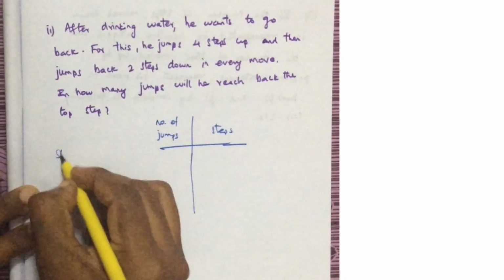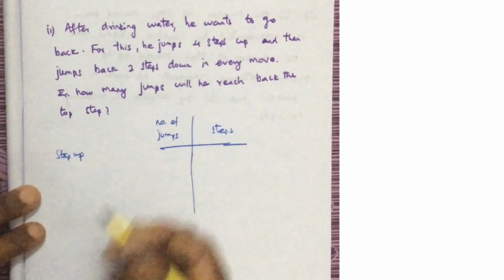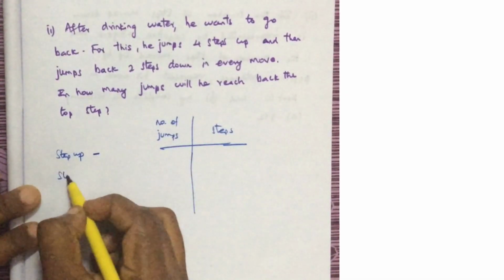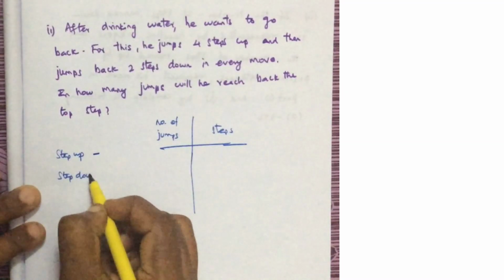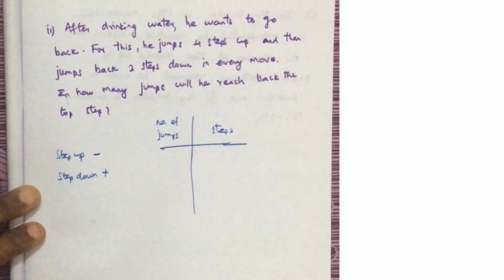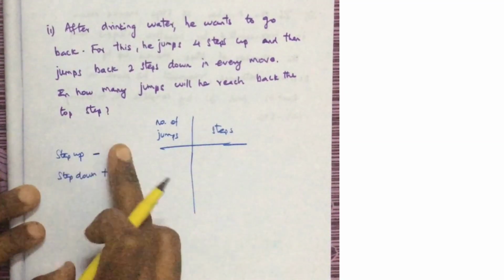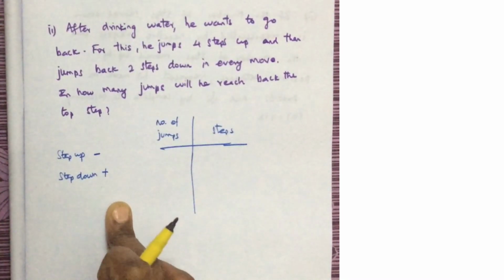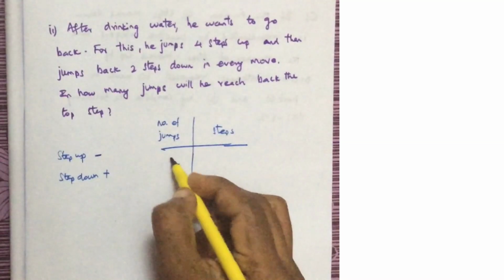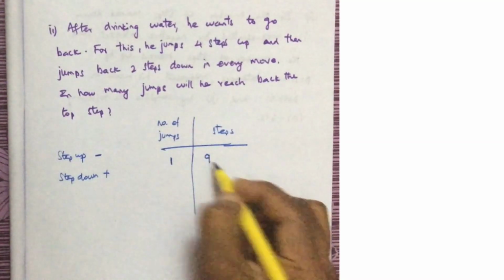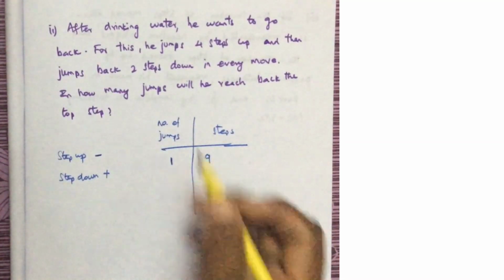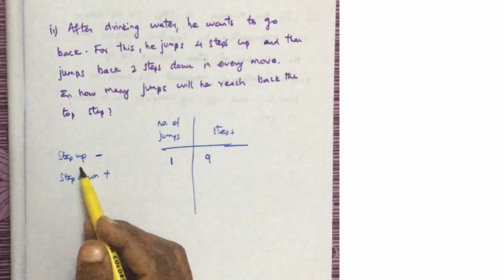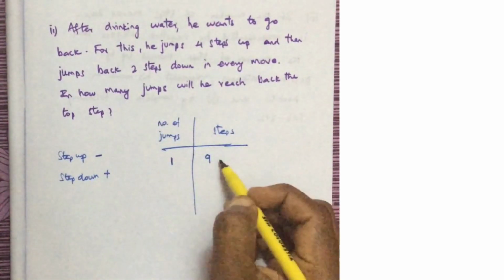Now, whenever it is step up, it is negative, and step down is positive. Whenever it is step up, you have to subtract. Whenever it is step down, you have to add. Now, this is the first jump. The monkey is on the 9th step. Okay. He jumps 4 steps up. 4 steps up means minus 4.